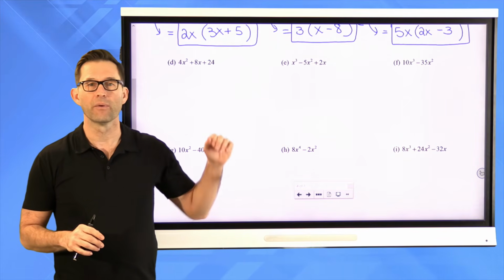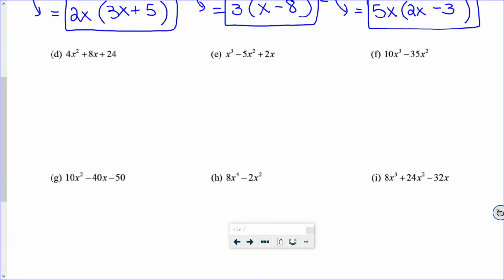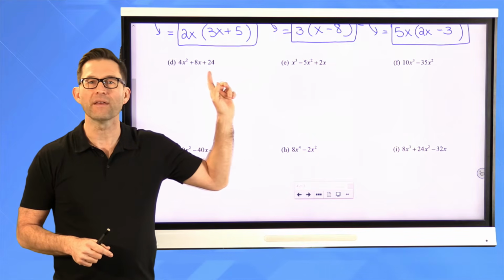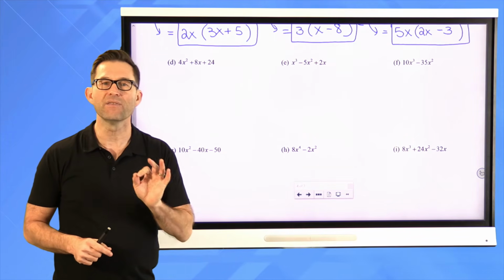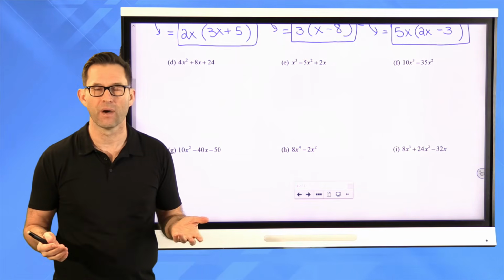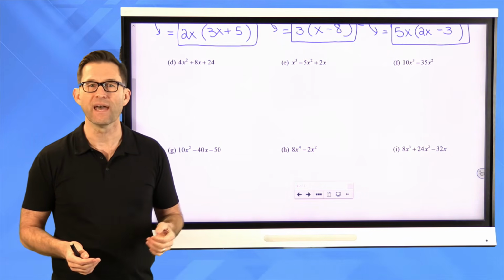Let's do a trinomial one together. We've got here 4x squared plus 8x plus 24. All right, this is a very, very common one. I look at 4, 8, and 24, and I can see that the biggest number that divides into each one of them is the number 4. All right, so that's part of the GCF.